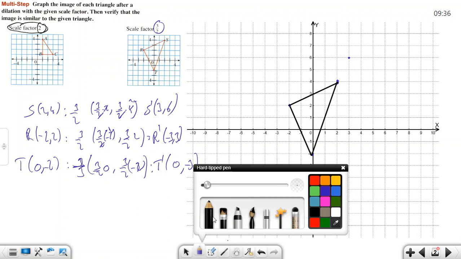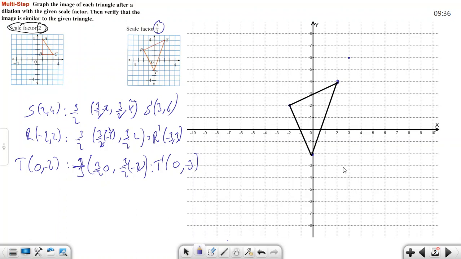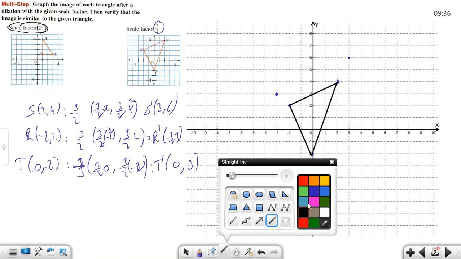I'll use that pen, I think it's clearer. Okay, (3, 6), (-3, 3) here, and (0, -3). That one. Let's draw the shape, and this time I will use the blue color.